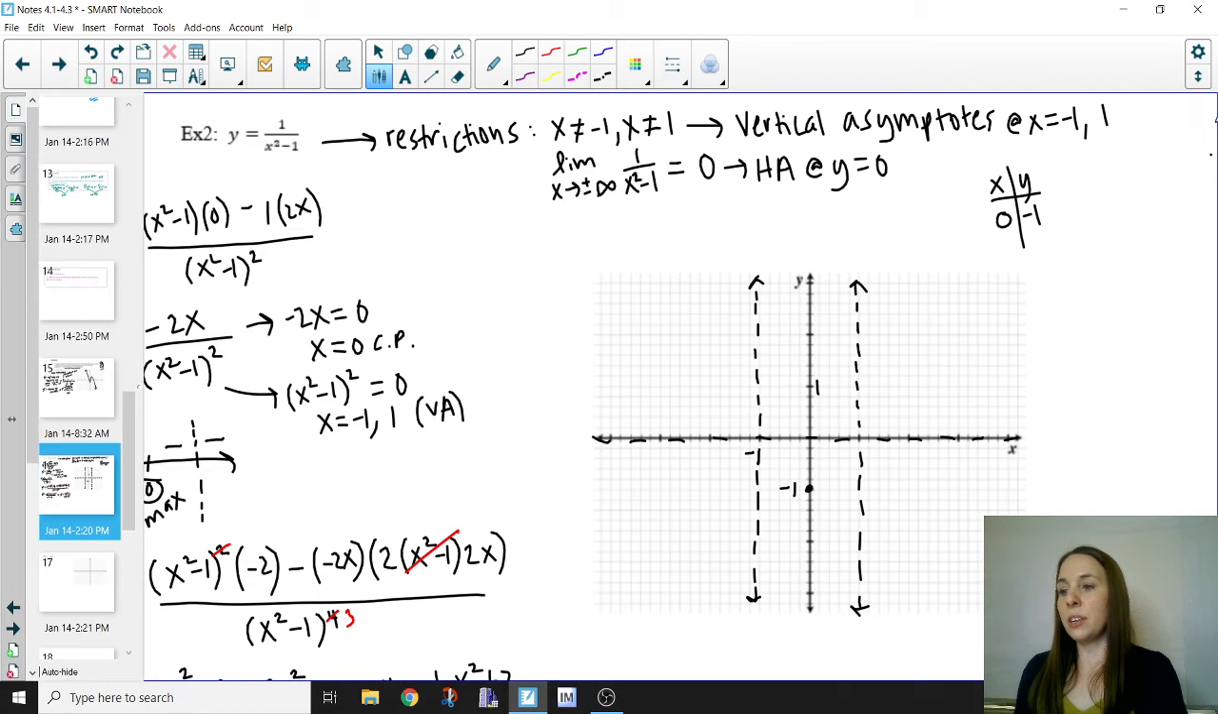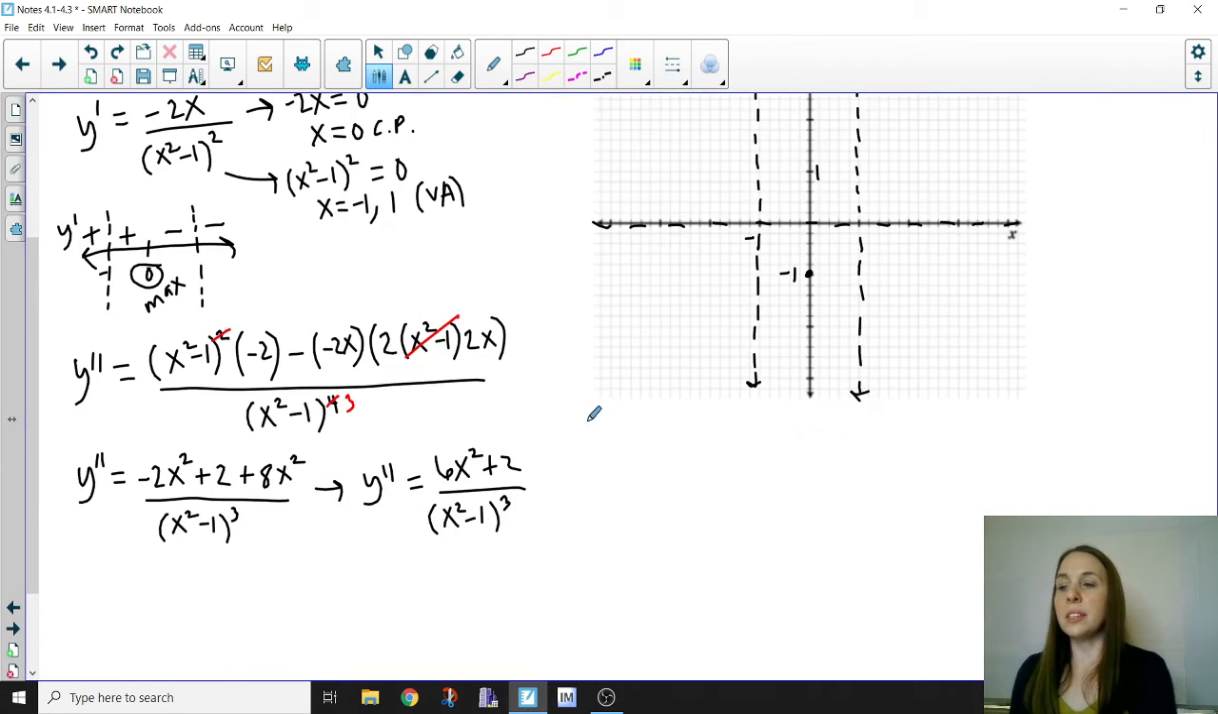Okay, so to find where the second derivative equals 0 or does not exist, you can do what we did up here with our first derivative. We can set the numerator equal to 0 and solve to find where it equals 0, and we can set the denominator equal to 0 and solve to find where it does not exist. Okay, but here's some good news.